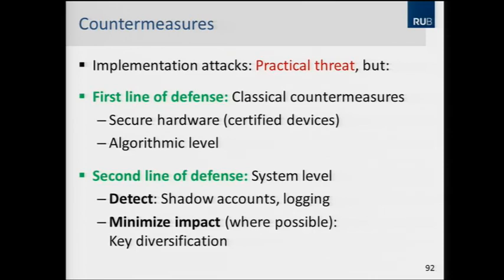On the one hand, you can try to detect attacks in the back end. So for a payment system, let's say you could have a shadow account. For a locking system, you could have a log file, if the legal situation permits that and your privacy policies. And on the other hand, instead of this detection, you can try to minimize the impact. And this is where key diversification comes into play. This means give every device a unique key, as it should be. Never share keys between devices where possible.